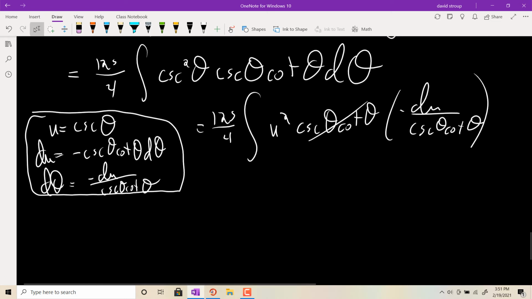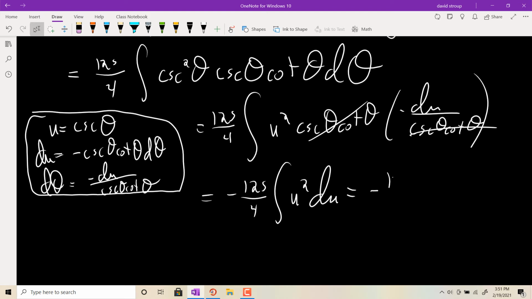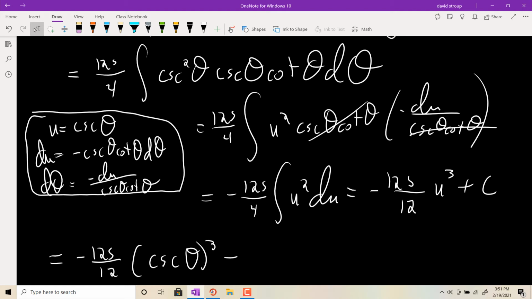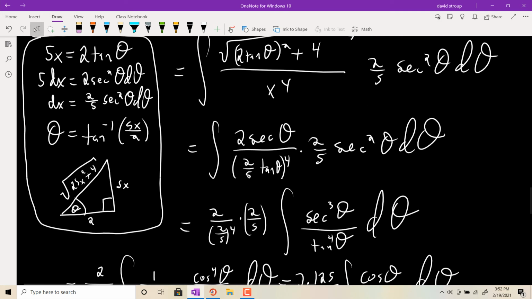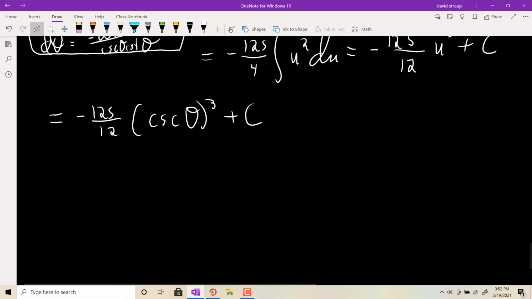So that junk cancels. You can factor out a negative 125 over 4 integral of u squared du. So that would be negative 125 all over 12 u cubed plus c. Back subbing, I have negative 125 all over 12 times cosecant of theta cubed plus c. And then you could use your triangle, right? Because it's really cosecant of tan inverse of 5x over 2. But tan inverse of 5x over 2 is just theta. So you can use that triangle to replace the cosecant.